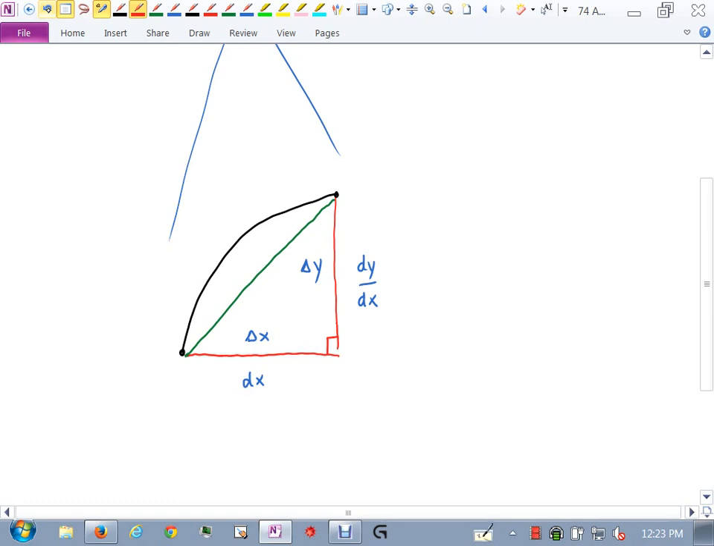And what is the length of that green line? It's dx squared plus dy dx squared, but then square root. That's the length of that little piece, isn't it?